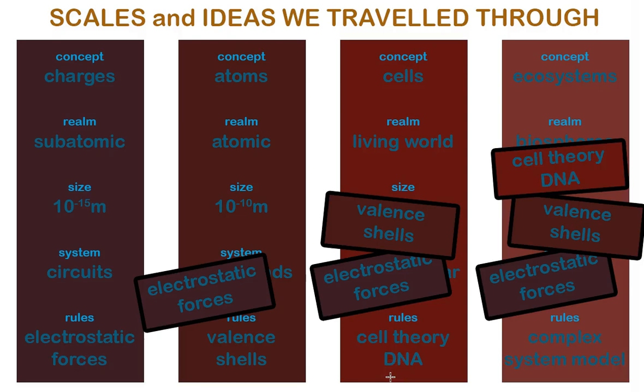In other words, atoms are now simply electrostatic forces plus the rules of valence shells, which must still make use of the electrostatic forces. They must still obey those rules. So what we're looking at is that each time we move along to another chapter, we're looking at an addition to the set of systems and formulas that we use to explain the world.